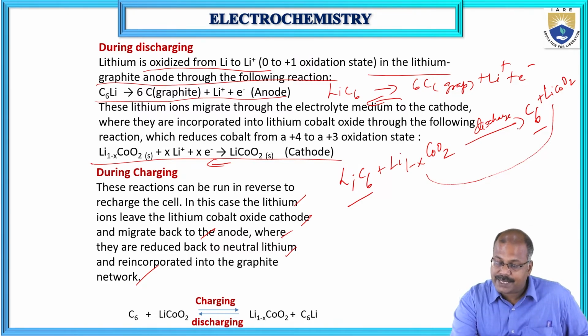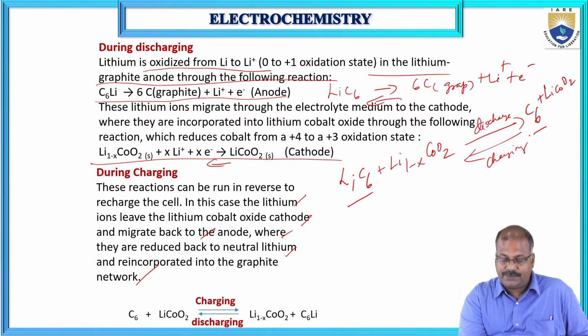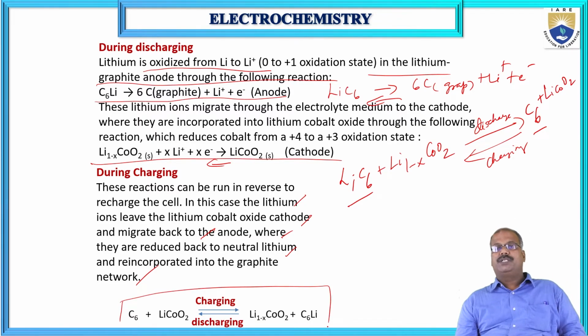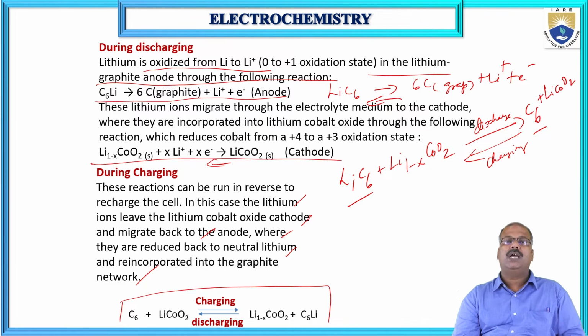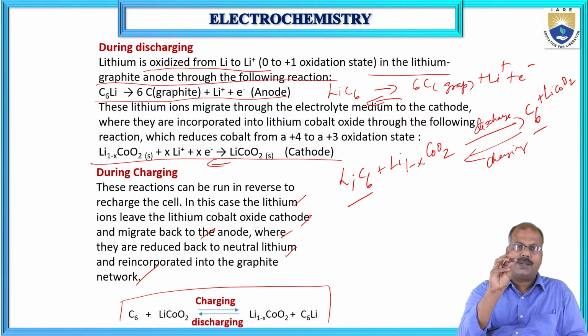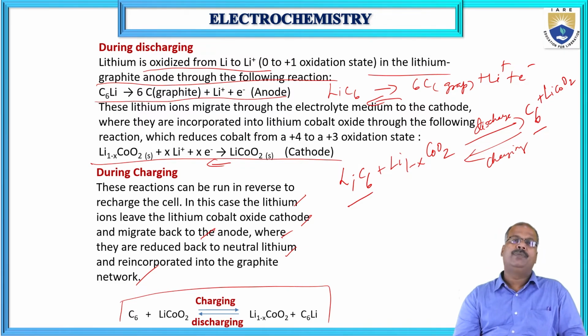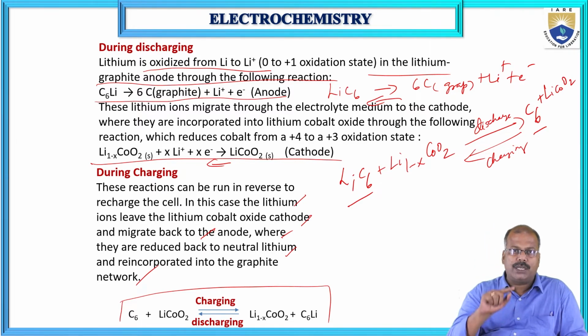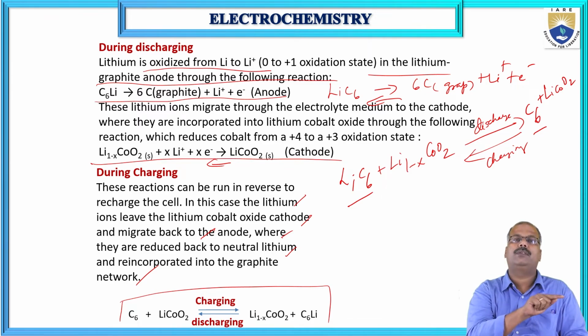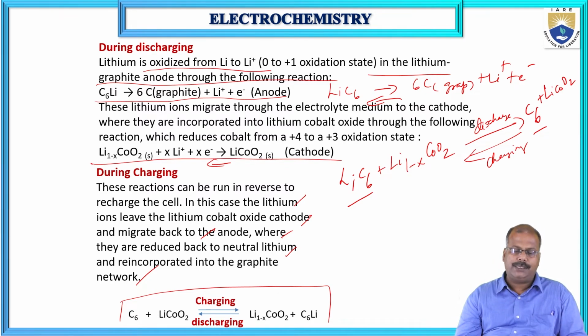Now the reverse reaction, we call it charging. This is the reverse reaction, which is shown here. So charging and discharging, this is the way. During discharge, the anode gives the electron plus lithium ion, Li oxidized to Li+. The lithium ion moves from the anode to the cathode through the electrolyte, and at the cathode this reaction happens during discharging.